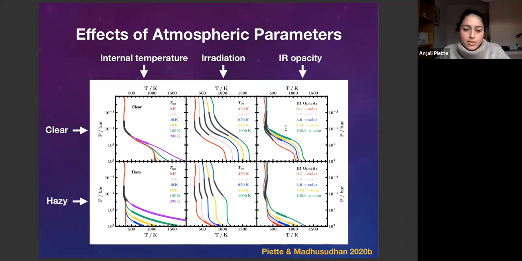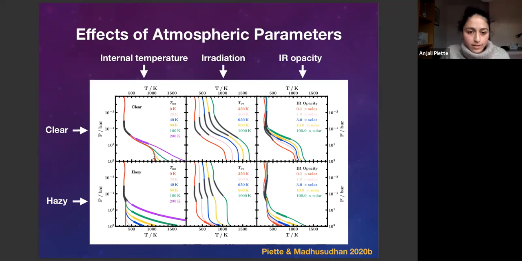So now getting on to the results of those models, we wanted to explore, first of all, a bunch of different atmospheric conditions, including different internal temperatures, different heat fluxes coming from the center of the planet, different irradiation conditions, different infrared opacities, which we're scaling as the metallicity, and both for clear atmospheres and also atmospheres with haze. And here we are parameterizing the haze as enhanced Rayleigh scattering from hydrogen. So I'll start off with the clear models.